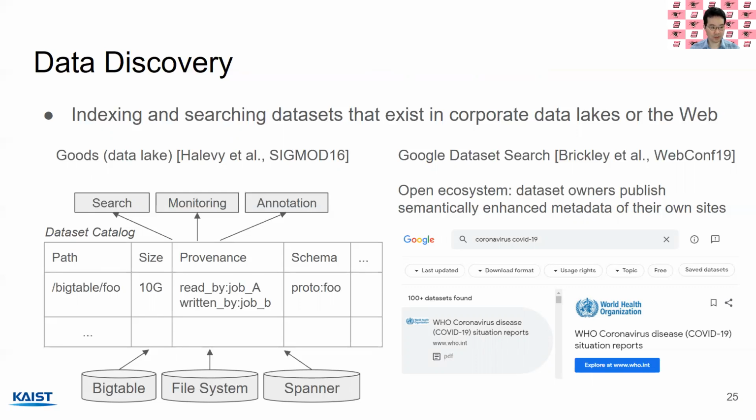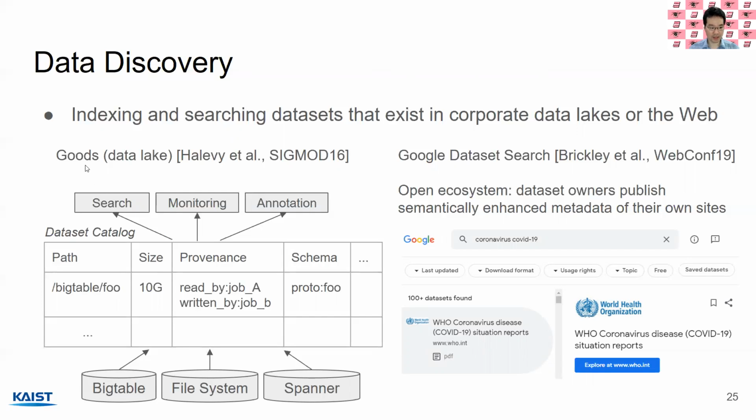Goods system in Google is used to search Google's data lake, which consists of at least tens of billions of data sets. Now, the big challenge here is that there are many data sources. There are file systems, but also Bigtables and Spanners. And there is no way that all of this data can be consolidated in a single place. So you can ask the dataset owners to move their data.